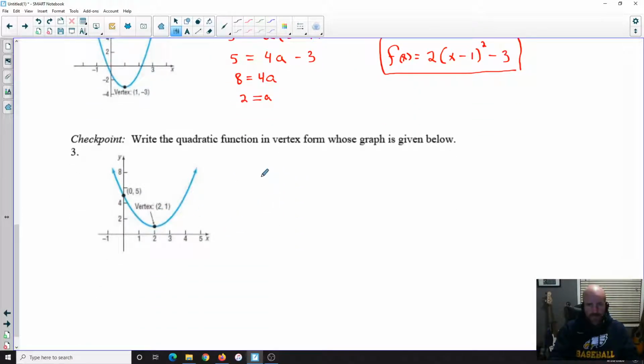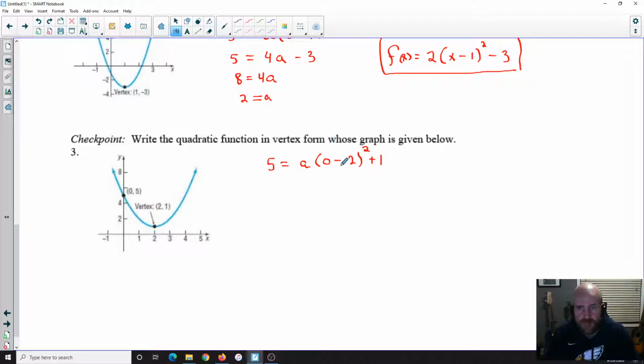All right, so we have an x and a y, so 0 and 5, and then we have an h and a k here, 2 and 1. So go ahead and plug those in. So 5 goes in for the y. a is our unknown. x is 0 minus h, which is 2. And then we're going to square that. And then we have a positive 1 for our k.